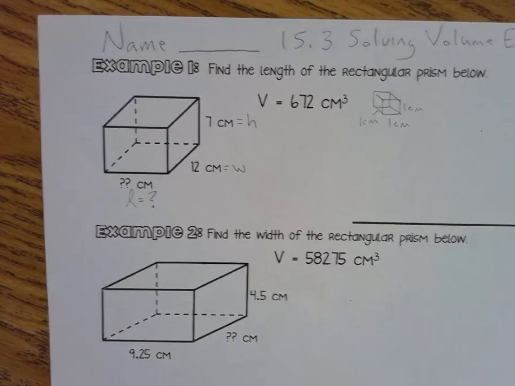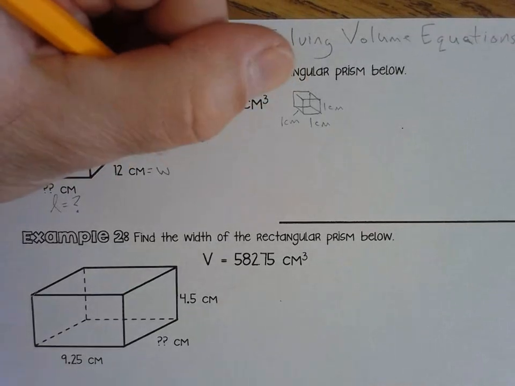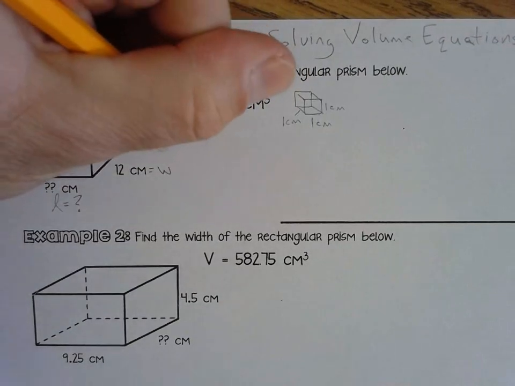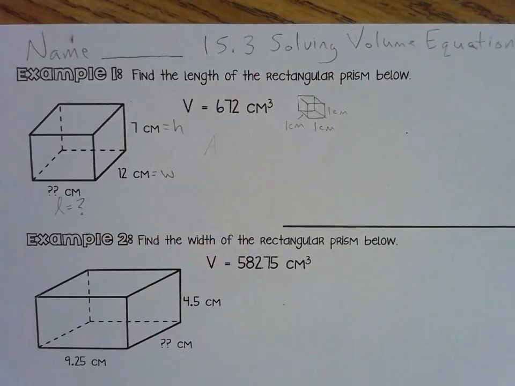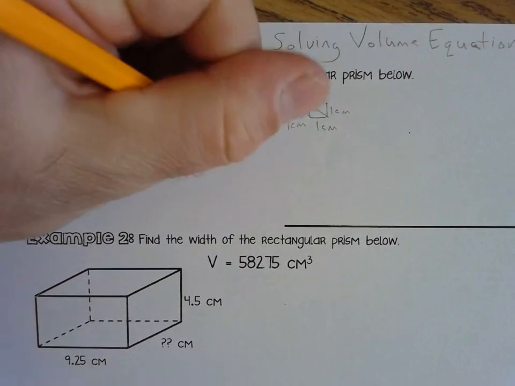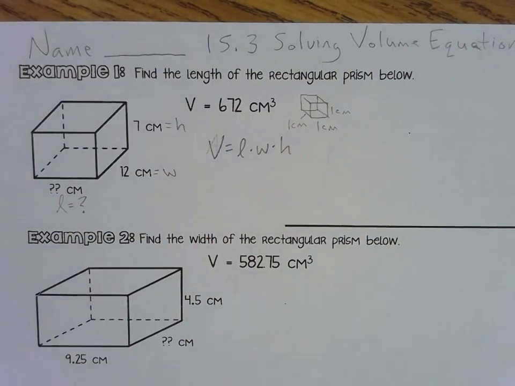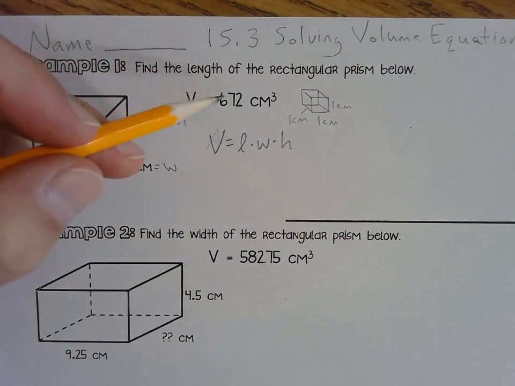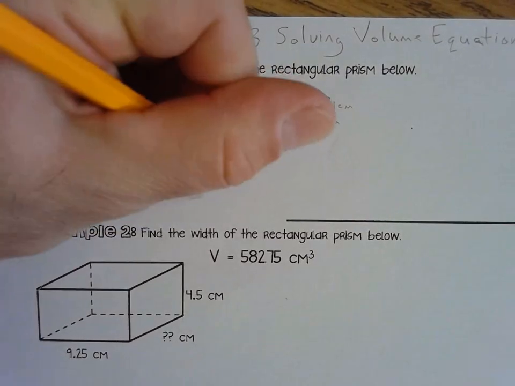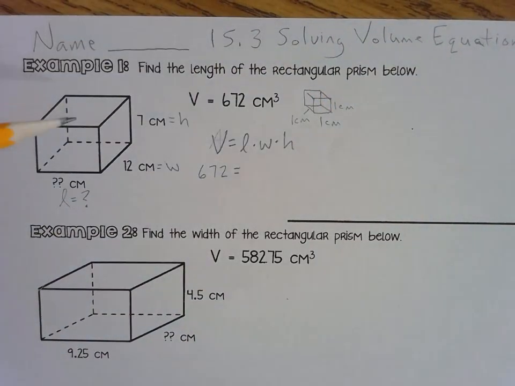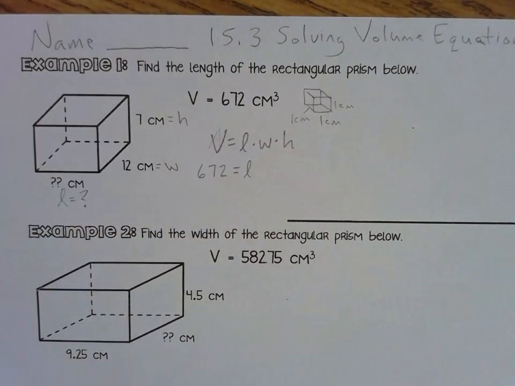Basically you have to use the formula. The formula for the volume of a rectangular prism, I don't want to use A, I want to use V. So volume is equal to length times width times height. The volume they give you, 672, you put directly below. 672 equals, now my length is what I don't know, so you put the variable L for that.